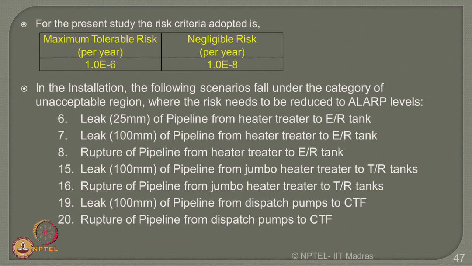25 mm leak of the pipeline from heater treater to ER tank, 100 mm leak of the pipeline from heater treater to emulsion recipient tank, rupture of the pipeline from heater treater to emulsion recipient tank, 100 mm leak of the pipeline from jumbo heater treater to TR tanks, rupture of the pipeline from jumbo heater treater to TR tanks, 100 mm leak of the pipeline from dispatch pumps to common tank facility, and the whole bore rupture of the pipeline from dispatch pumps to CTF.